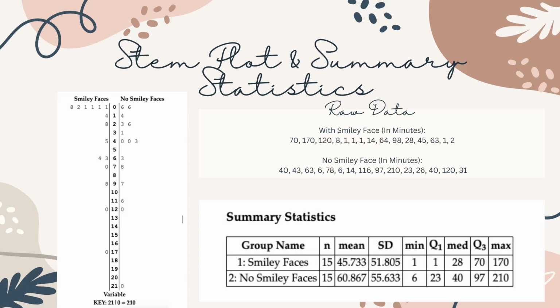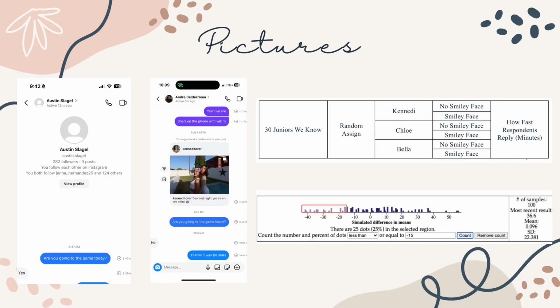Our summary statistics: the mean for smiley faces is 45.733, and our mean for no smiley faces is 60.867. Our median for smiley faces is 28, and our median for no smiley faces is 40. Now we're going to move on to the pictures.